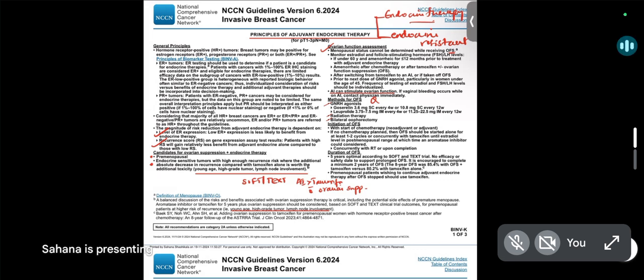Aromatase inhibitors can stimulate ovarian function. If vaginal bleeding occurs while on AI, one should contact a physician immediately. So what are the ovarian function suppression methods? It can be medical, that is GnRH agonist, radiation therapy, or surgical bilateral oophorectomy.